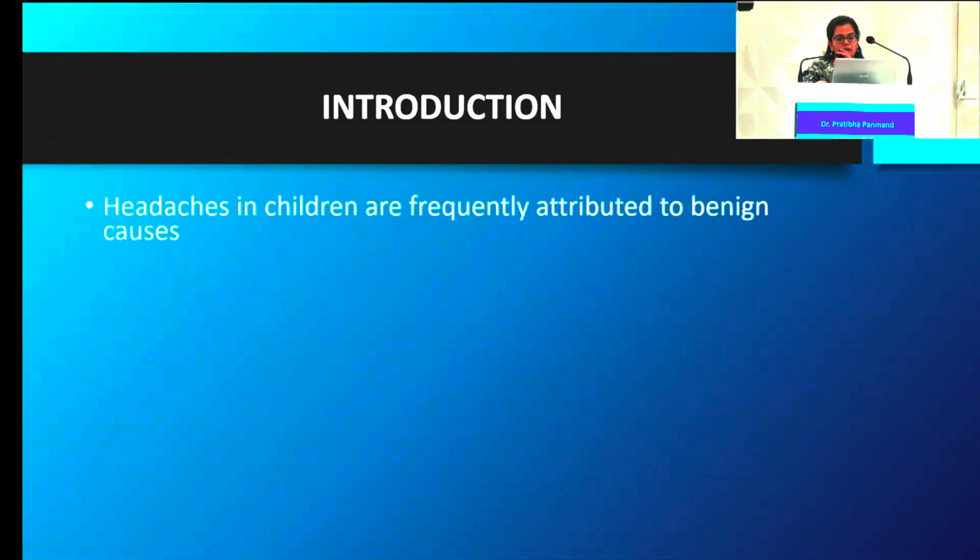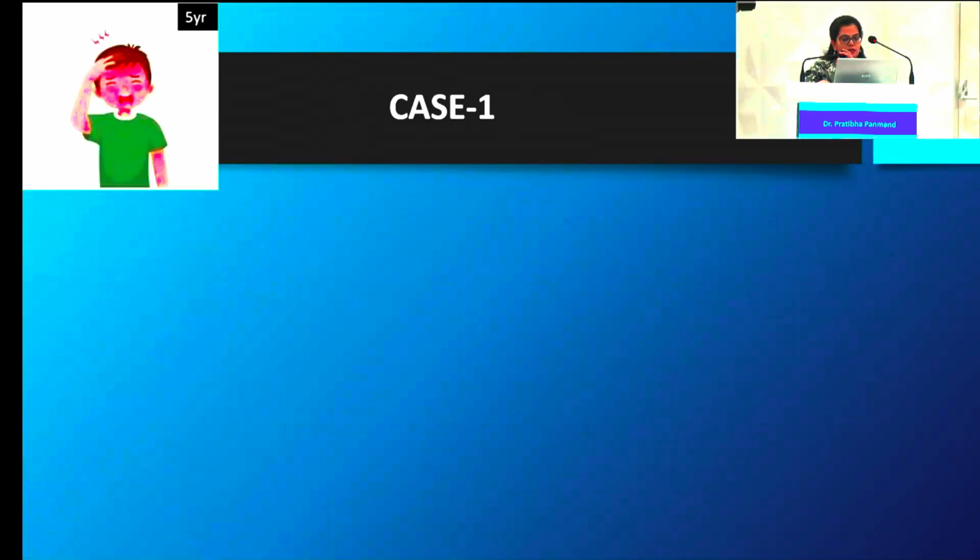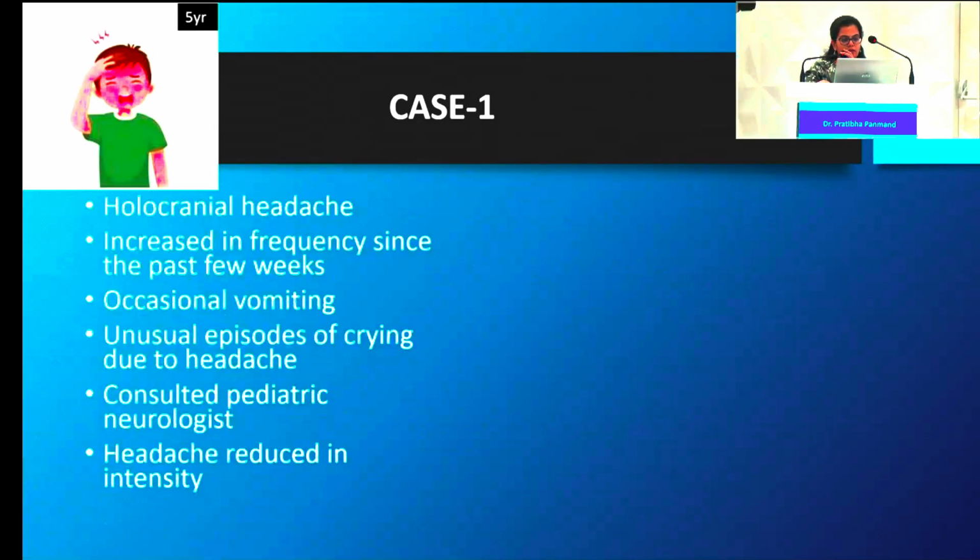Headaches in children are frequently attributed to benign causes. However, persistent or atypical headaches warrant a deeper evaluation. So this was a case of a 5-year-old child who presented with holocranial headache, which had increased in frequency over the past few weeks. He had occasional vomiting, and unusual episodes of crying due to headache. He had consulted a pediatric neurologist who started him on treatment, and the headache reduced in intensity.